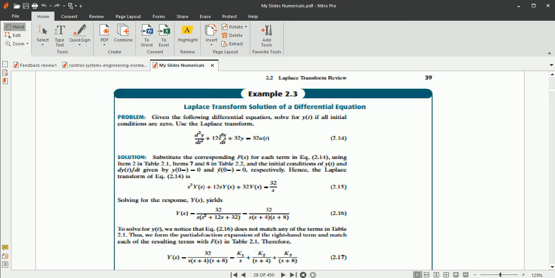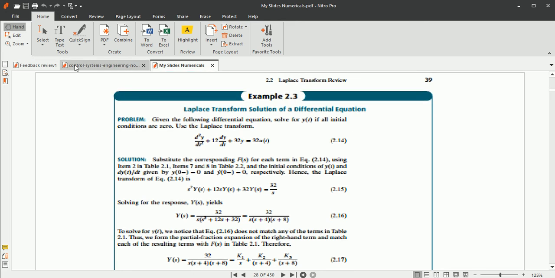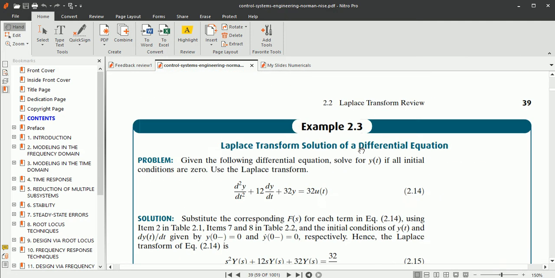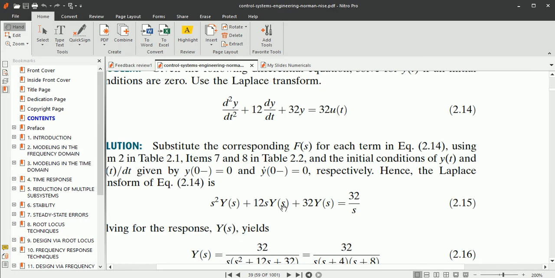Let me open it from which page is 39 page. Let me open it better page. Yeah, look, now it's very much clear.